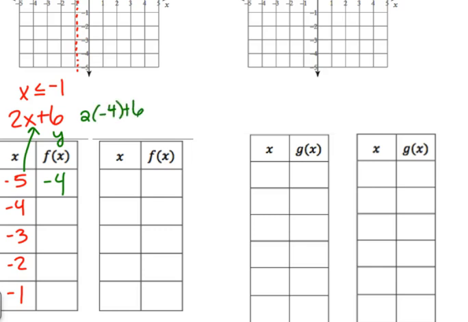Two times -4 is -8. -8 plus 6 is -2. Okay, so if you're not getting the hang of that, please let me know. But that's what you should get if you are substituting in your values. Okay, so now I can graph that.